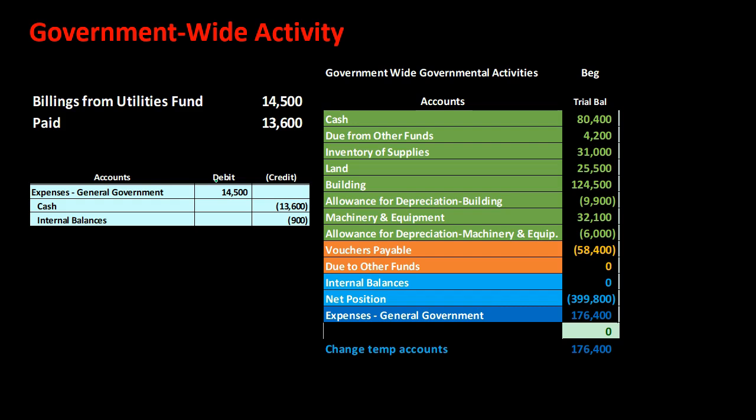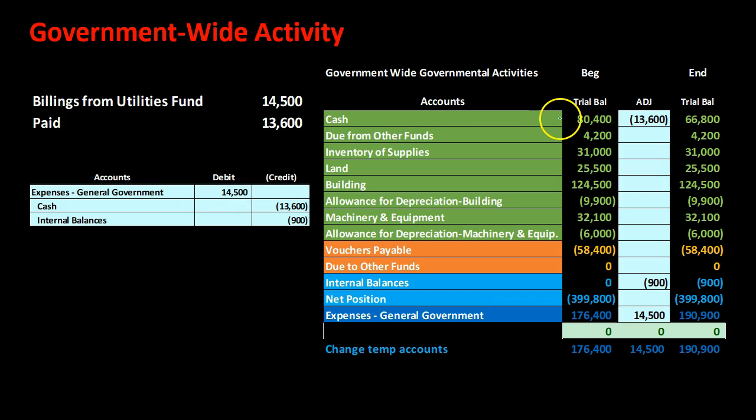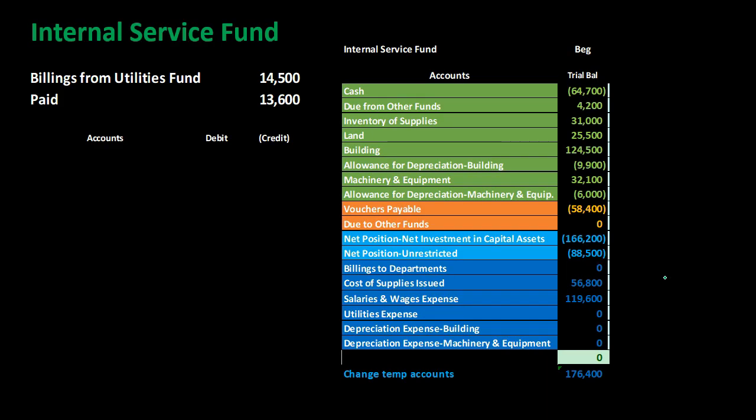So we're recording the transaction, a debit to the 14,500 for expenses. We're crediting the cash, 13,600, and then the difference we have to put somewhere, and it's going to go to the internal balances because at the government-wide level, it's an internal balance, and we'll have to deal with this in terms of reconciliations at the end of the process when we reconcile funds to the government-wide activity. So if we take a look at this, then we're going to credit the cash. Cash is 80,400, going down by the 13,600 to 66,800. Then we have the expenses down below. Expenses started at 176,400, going up by 14,500 to 190,900, and then the internal balance is going to be increasing in the credit direction.